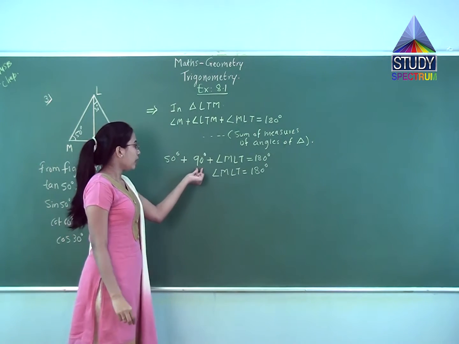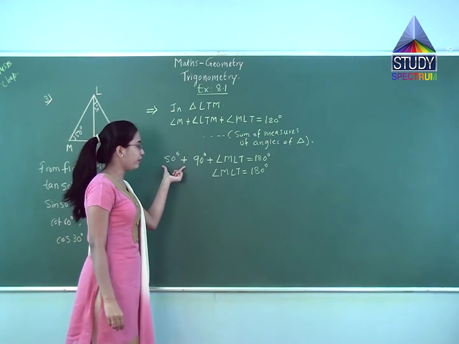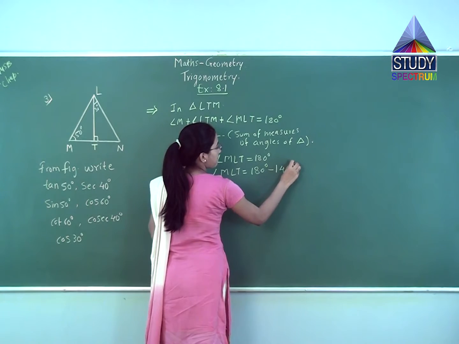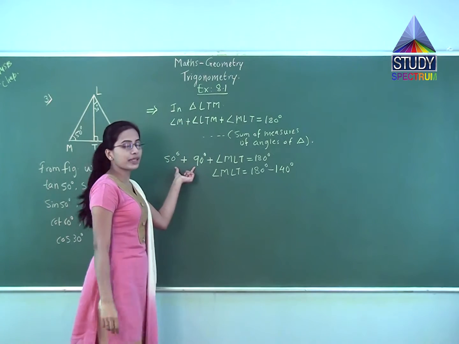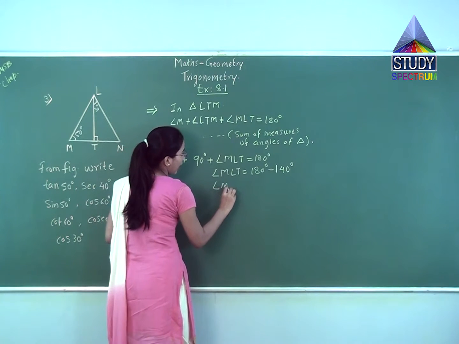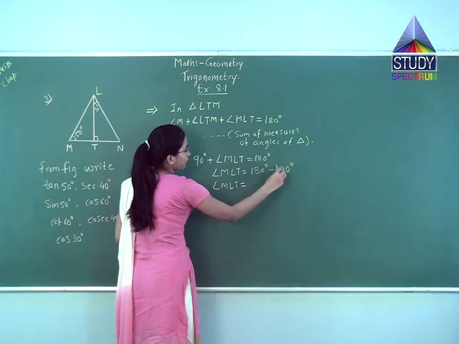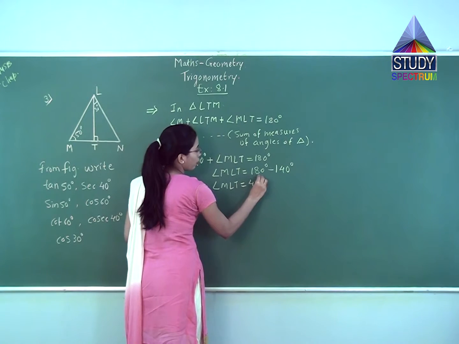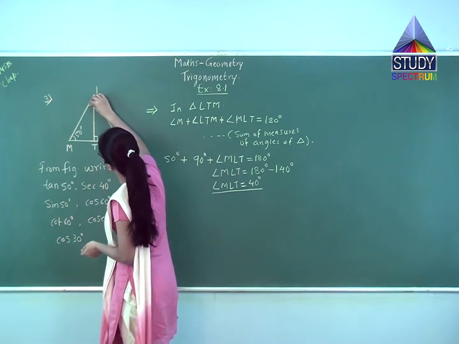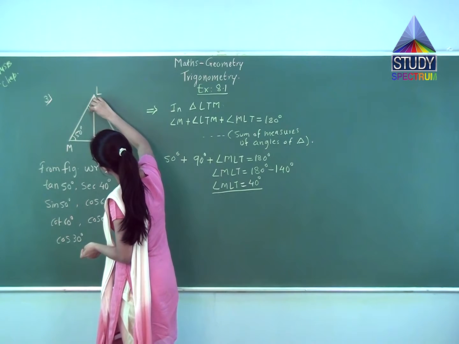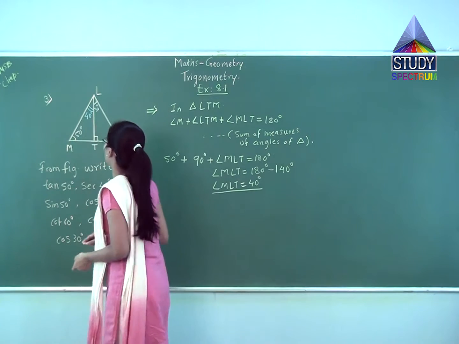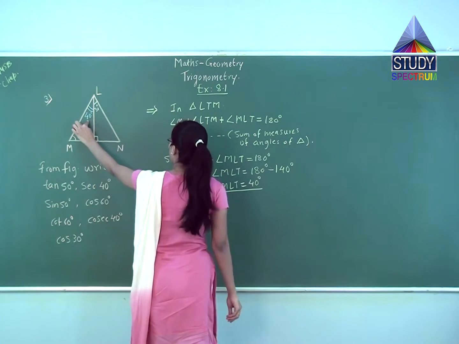Now 90 plus 50 will be 140, and that 140 will get subtracted from the right hand side. It means the sum of these two angles we will transfer here. So angle MLT, we will get it as 40 degrees. So I will write here, this angle is 40 degrees. We got our first angle.